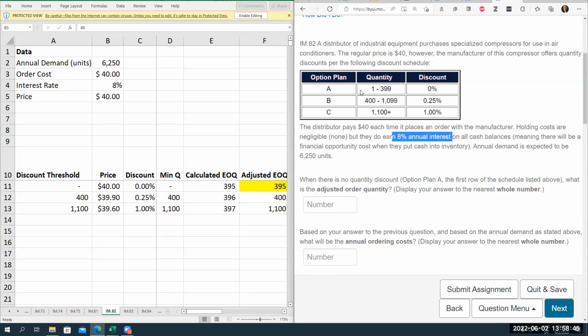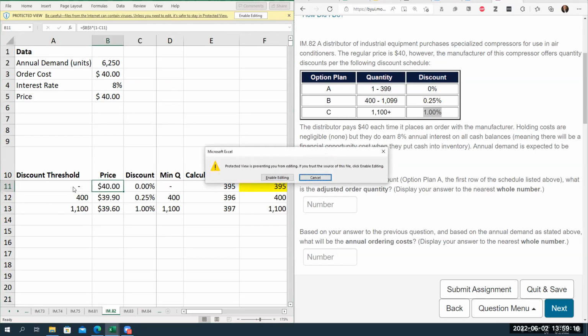Now, what I'm going to do is copy this discount threshold here. This says I've got a discount threshold of 0% discount for 1 through 400, $3.99. Starting at 400, I've got a 0.25% discount. And then starting at 1,100, I've got 1% discount. So I'm going to put that in my Excel sheet over here with just starting at 0, 400, 1,100. And the price here is going to be affected by that discount.